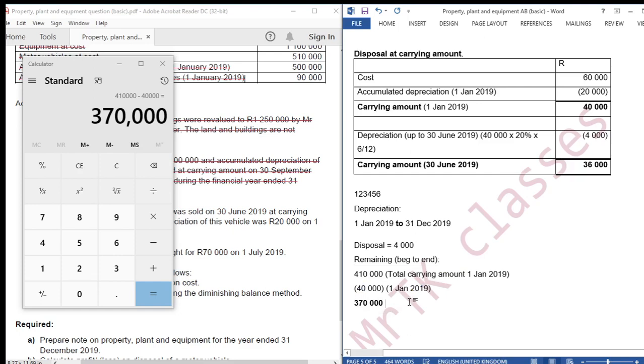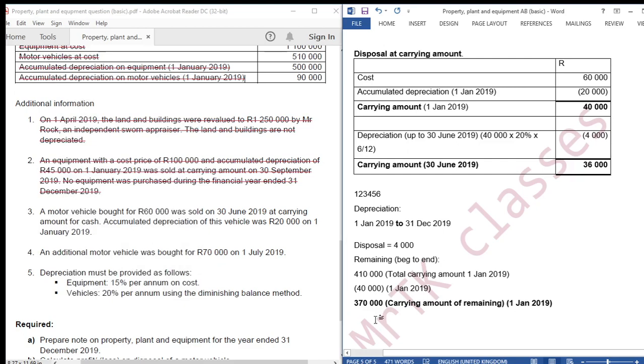370,000. So we are going to say carrying amount of remaining, right? Carrying amount of remaining. We are also going to show that this is on 1 January 2019. Then we can use this carrying amount now to calculate our depreciation for the year.